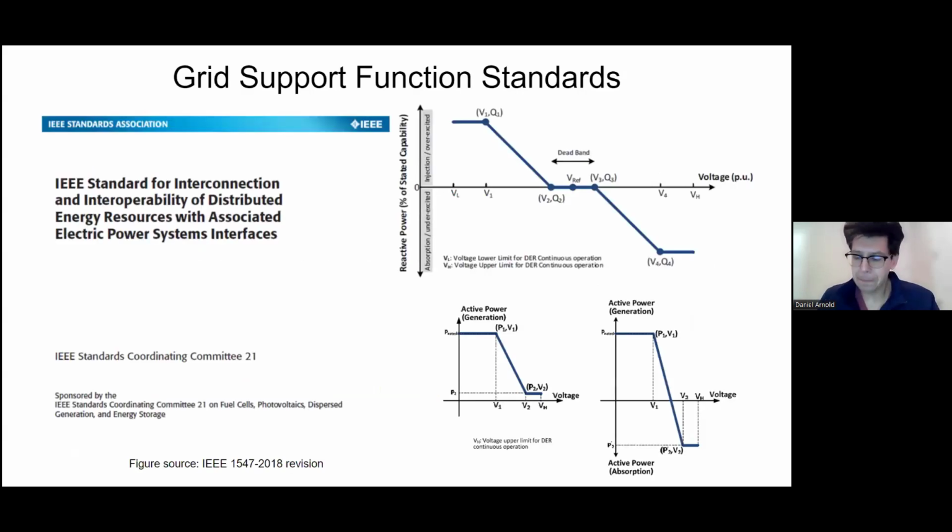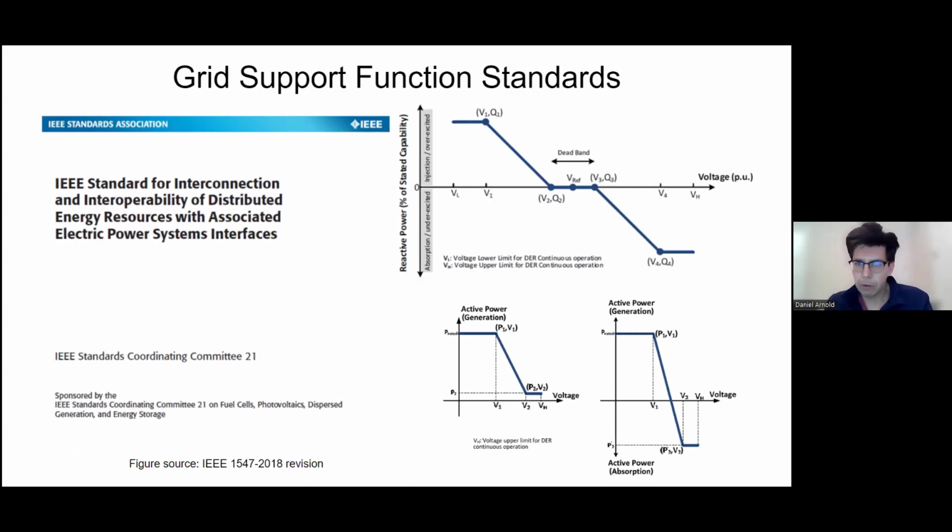All right, so probably the most influential standard that governs these grid support functions is the IEEE 1547 standard. I have the 2018 version here; I was just reading the 2022 revision the other day. But this is a standard that has now become the de facto guideline for how DER connected to the power system are going to respond when there are adverse conditions showing up in the power system.